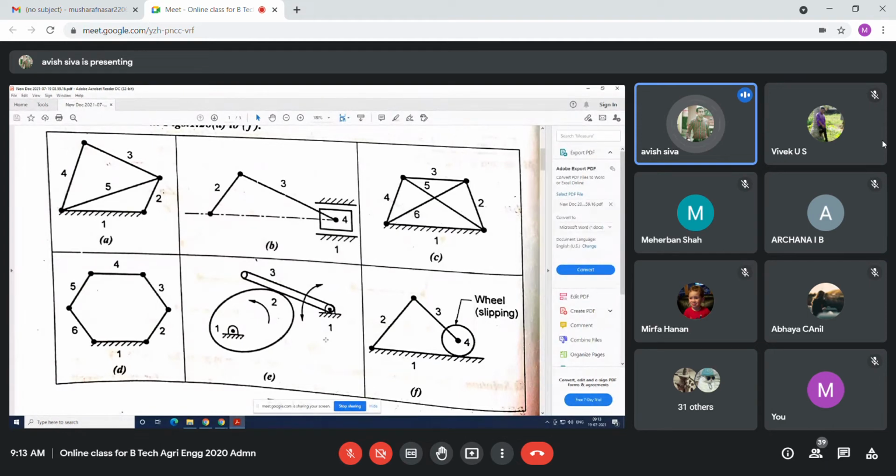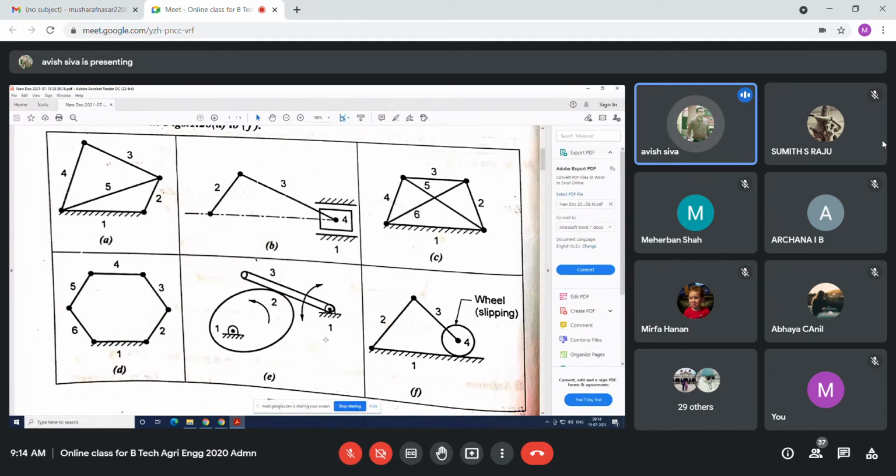So what about the number of degrees of freedom? Abhaya? 0. Okay. When you substitute in the equation, the number of degrees of freedom is equal to 3 times (L minus 1), where L is the number of links, minus 2j minus h. The number of joints is 6 and the number of links is 5. So the first question is a very simple question, and you will get the number of degrees of freedom as 0.